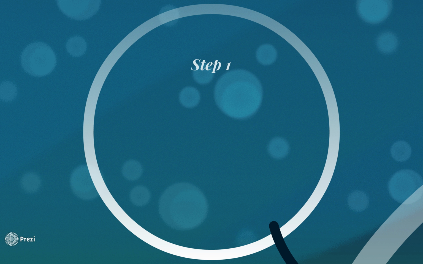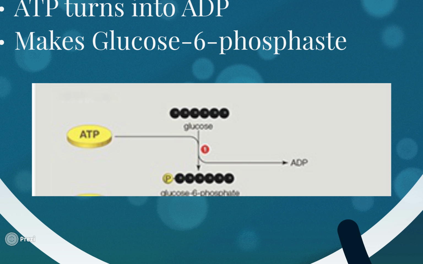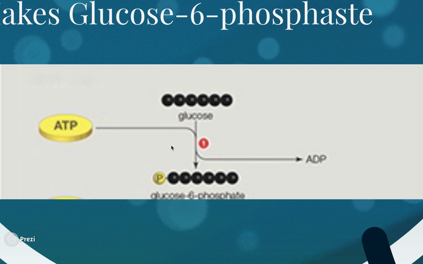Look at step 1. In step 1, a phosphate group is transferred from the ATP to the glucose molecule. ATP turns into ADP because it loses a phosphate and makes glucose 6-phosphate. So you look at the picture, you have your glucose molecule, you have your phosphate coming from the triphosphate because it has 3, coming down here to the glucose 6-phosphate. And then you have your diphosphate leaving over here because it only has 2.